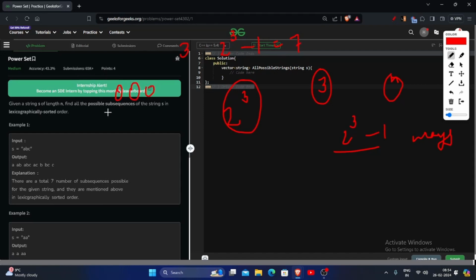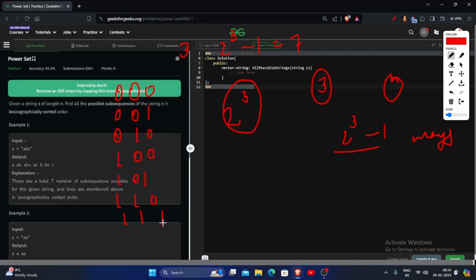So let's say now I will generate all the possibilities. 0, 0, 0. This is, I have taken nothing. 0, 0, 1. This is the configuration for 1. 0, 1, 0. For 4, 1, 0, 0. For 5, 1, 0, 1. For 6, 1, 1, 0. And for 7, 1, 1, 1.